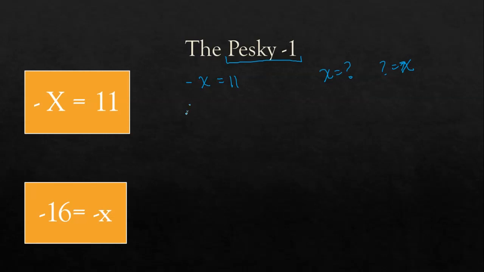So there's a couple ways you can think about it, but we're going to think about it the same way we've been thinking about the previous questions. And that's that, remember, there's a 1 there. Mathematicians are lazy, we don't write the 1, but there's a -1 there. So x is being multiplied by -1. So in order to get rid of this, we're going to divide both sides by -1.